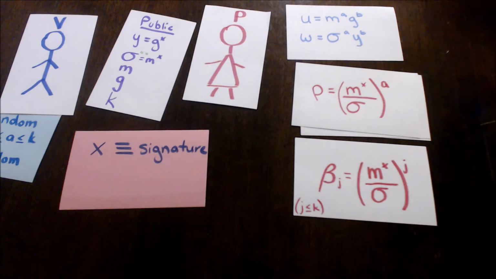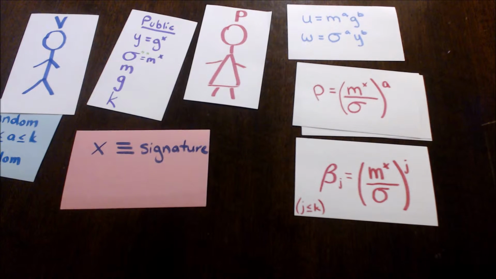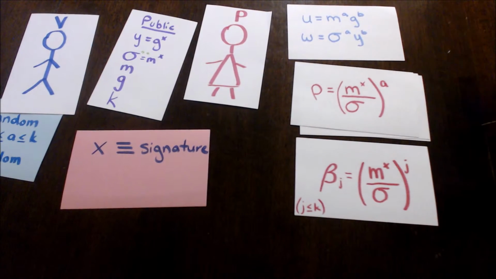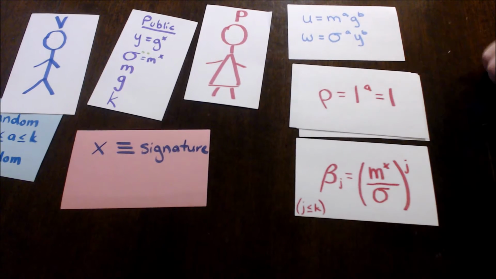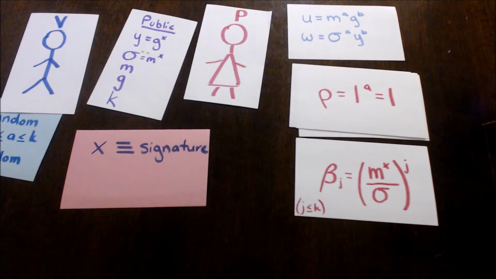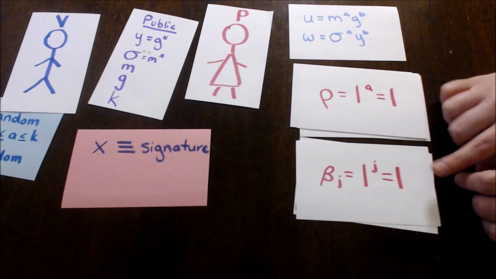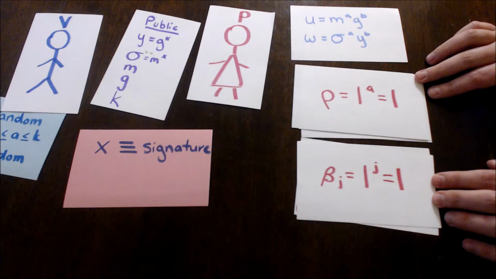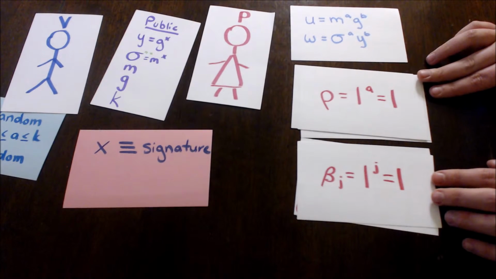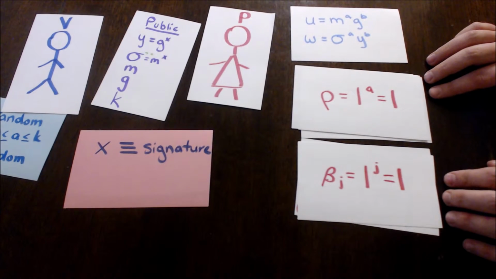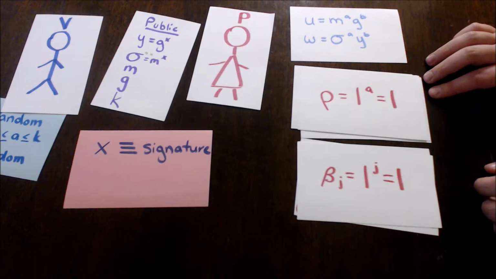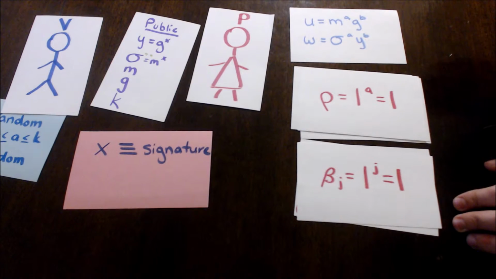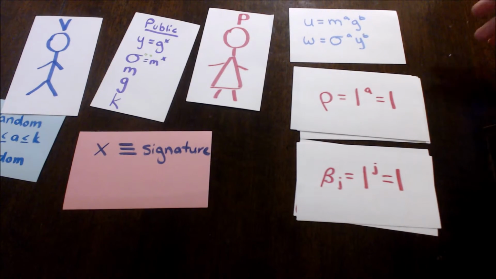If she did sign the message, and she was being honest about it, then m to the power of x and sigma over sigma, that would cancel out to be 1. And so rho would just be 1. Same thing for beta. All of the betas would be 1. Because rho simplifies to 1, and all of the betas simplify to 1, then there's not one particular j that makes beta equal to rho. So she cannot find a, and thus cannot prove that she didn't sign it, because she did.